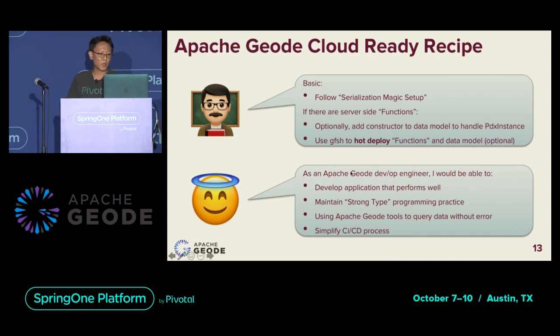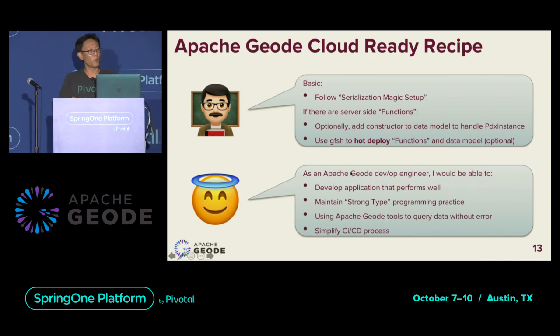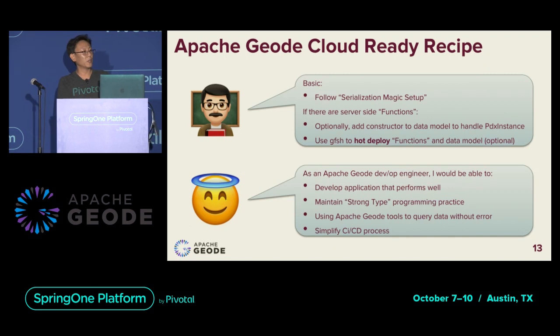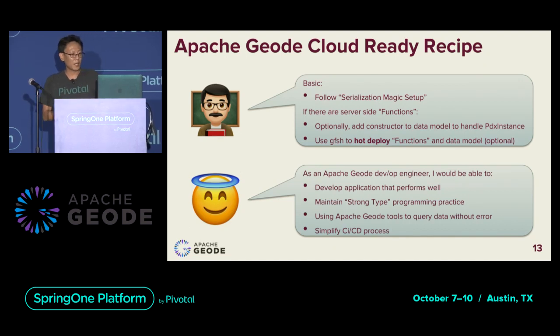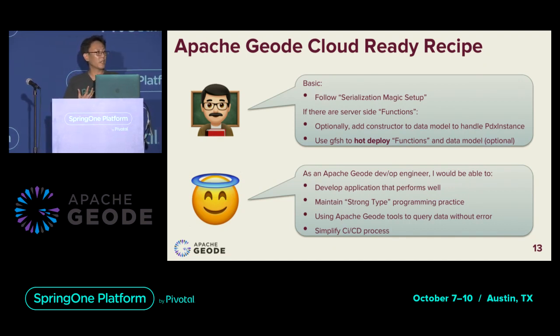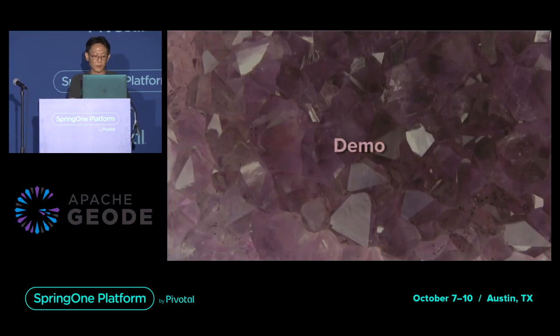So now this really gives me the benefit of my application still performing well, relatively speaking compared to Java serializable, and you're still able to take advantage of working with strong types. And you can use the tool without error, and it simplifies your CI/CD process. So I'm going to do a very quick demo.